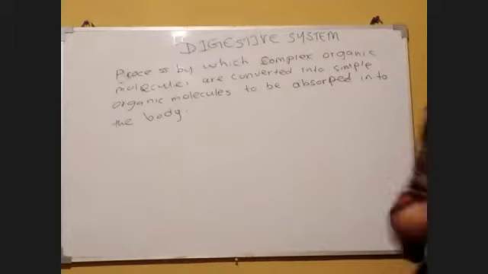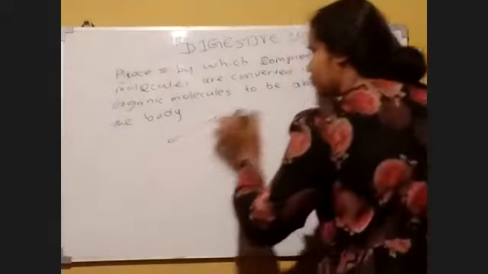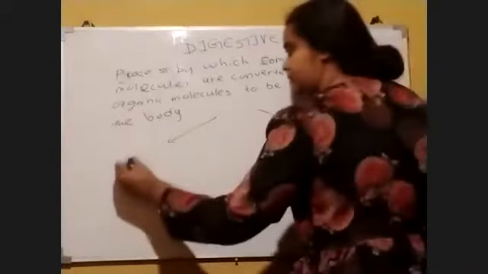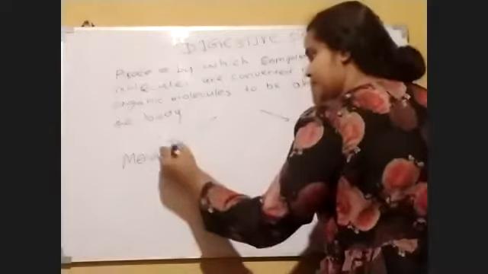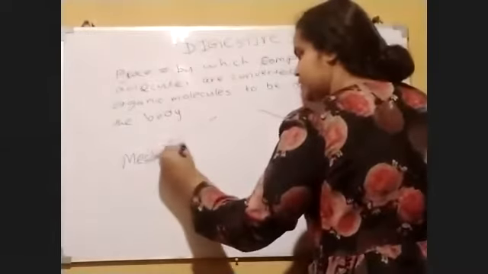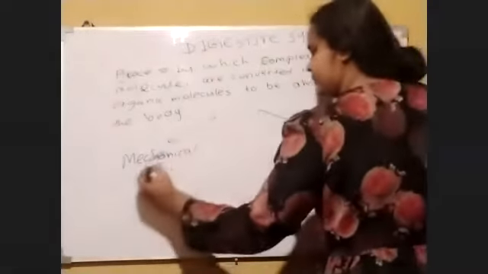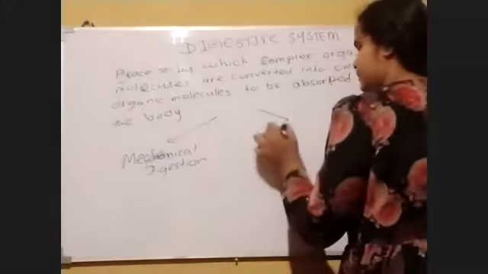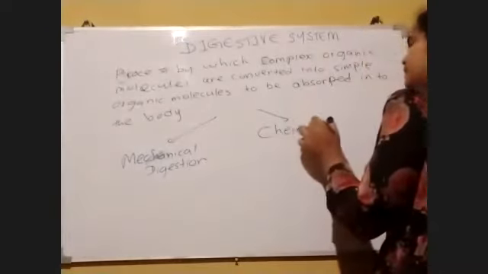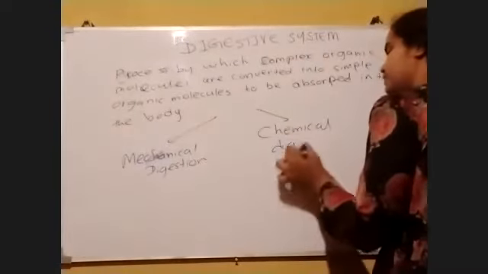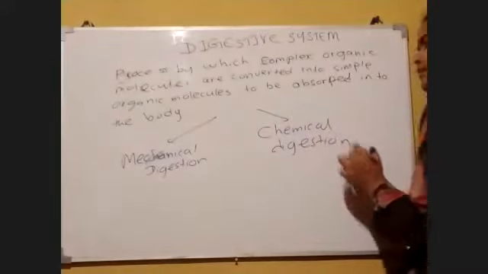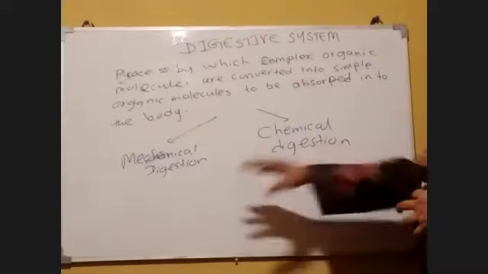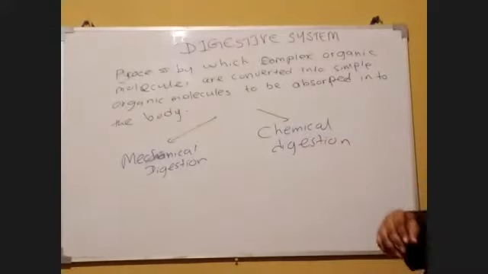And then we should know that there are two types of digestion. That is mechanical digestion and chemical digestion. So digestion is of two types. What are the two types? Mechanical digestion and chemical digestion.